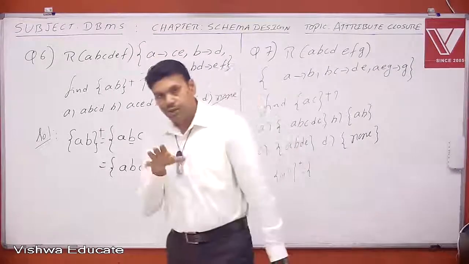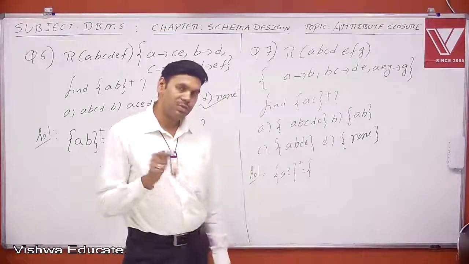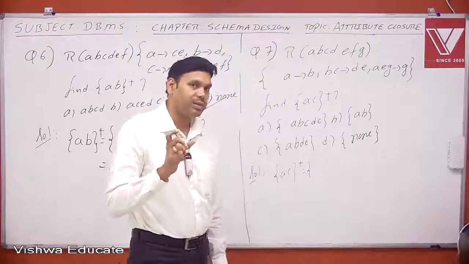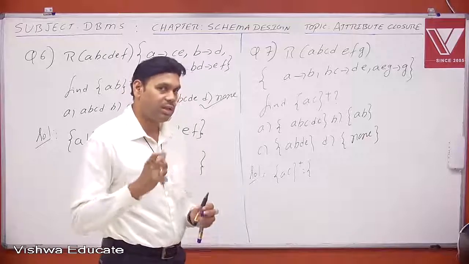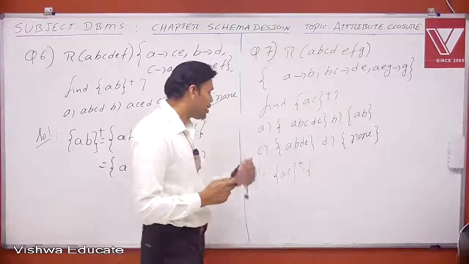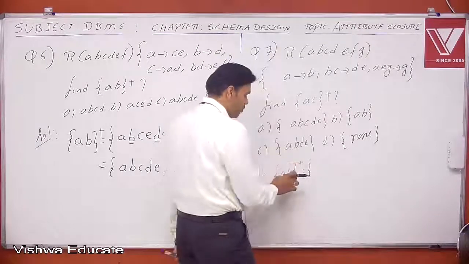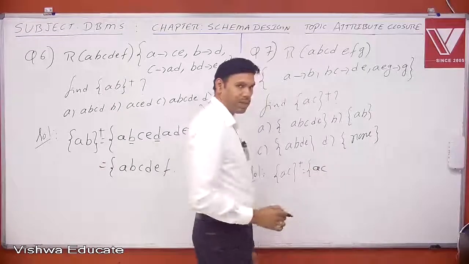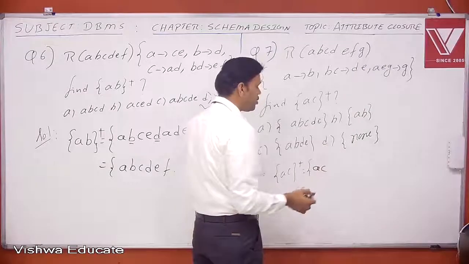Whatever you learned in the classroom, we would like to give you all our shortcut tricks as much as possible. So try to utilize these shortcuts and analyze the answers in an easy and quick manner. So what is AC closure? Use rule number 1. What is rule number 1? Whatever attribute set you have, put it on the right hand side. Then you map the rest of the attributes.